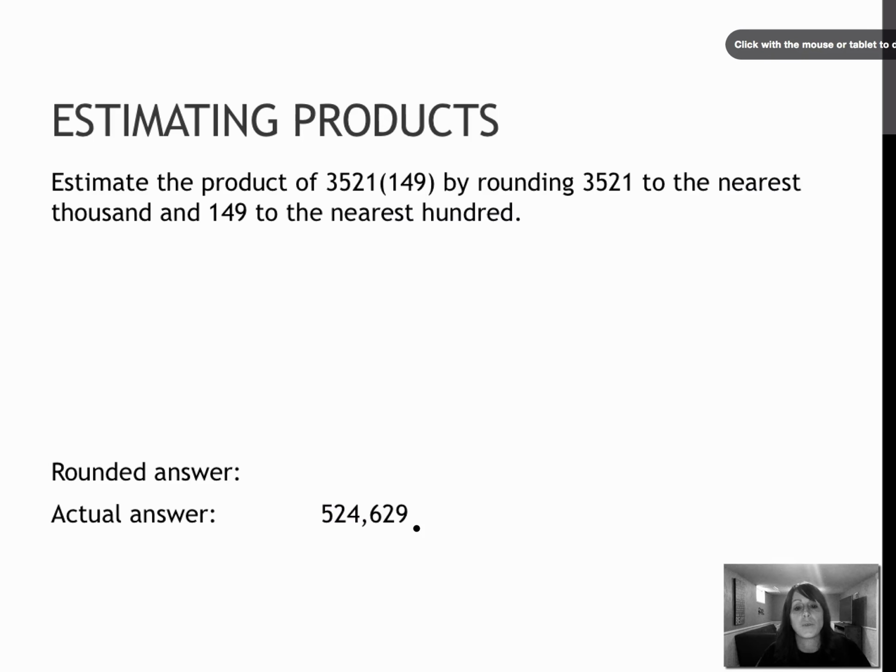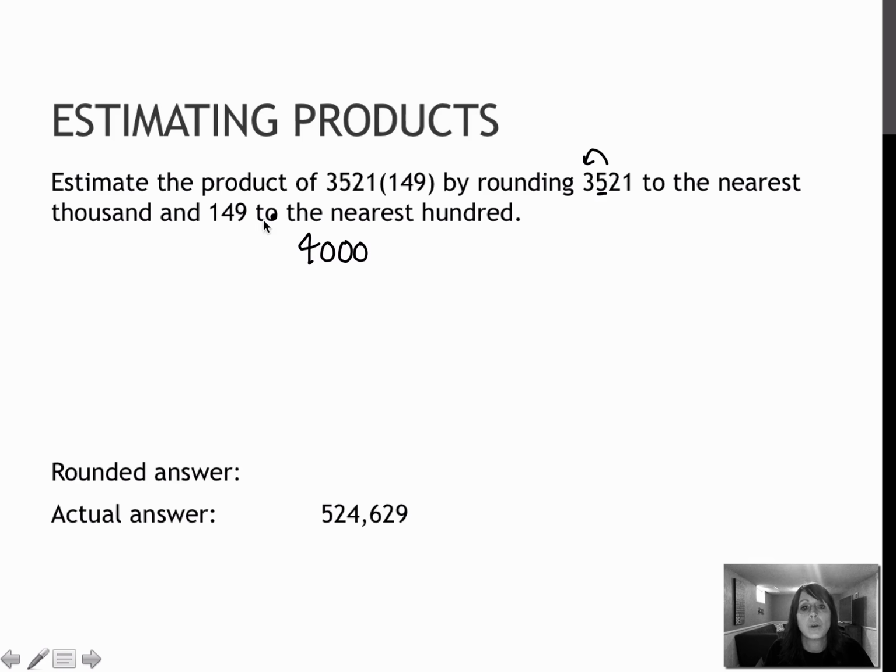Here's another practice for us to do together. We're going to estimate this product by rounding the first term to the nearest 1,000. So the 5 would round the 3 up to 4,000. And we're going to round 149 to the nearest 100. So the 4 would not round the 1 up. So this is 4,000 times 100.